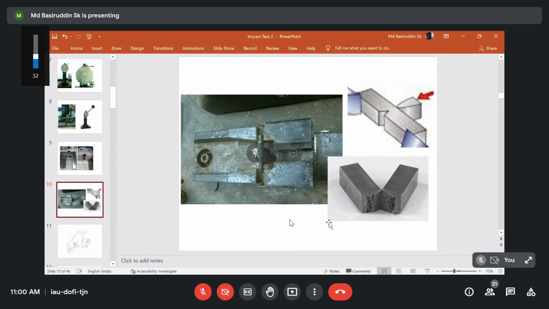Now, placing the samples over the anvil. This is the anvil. Placing the samples over the anvil is a typical task, and if you are unable to place the sample properly, and the notch tip is shifted towards the left or right, then your hammer will not strike just opposite the face of the notch. Then the mode of fracture will change.